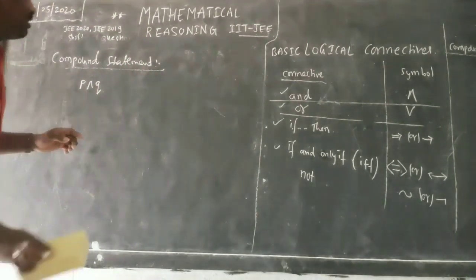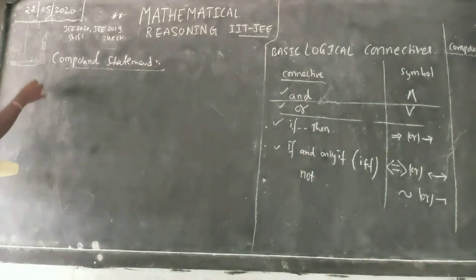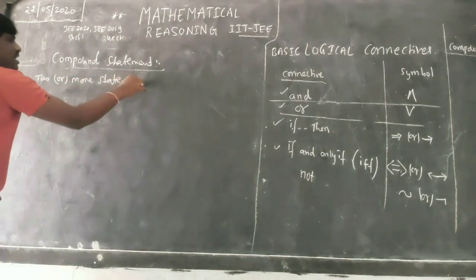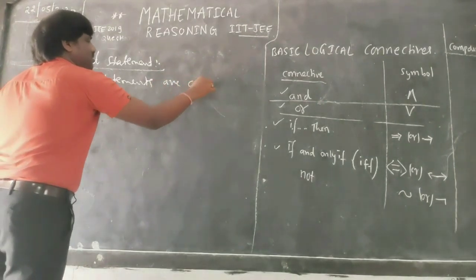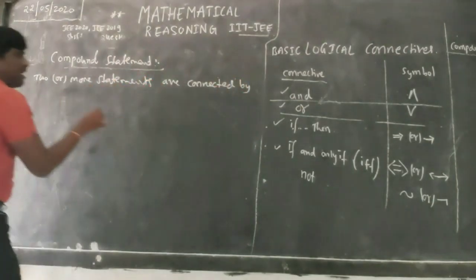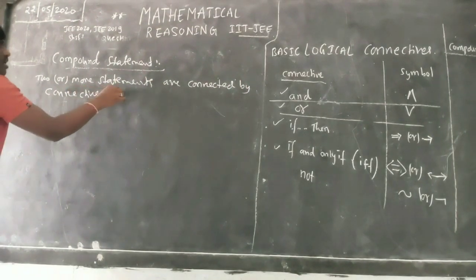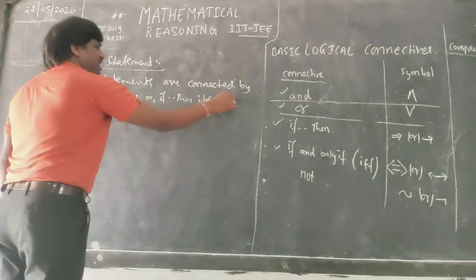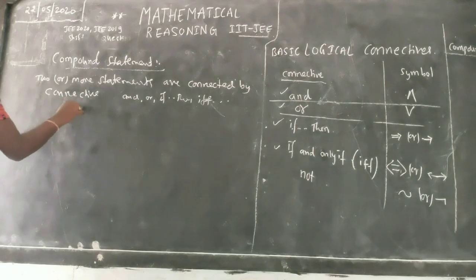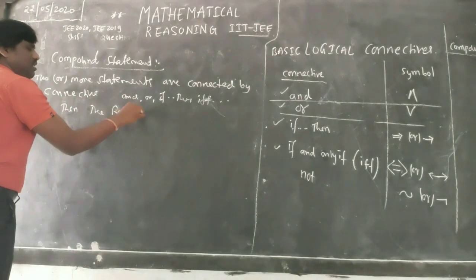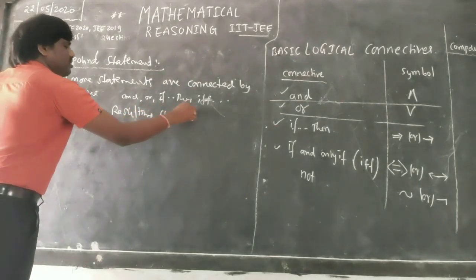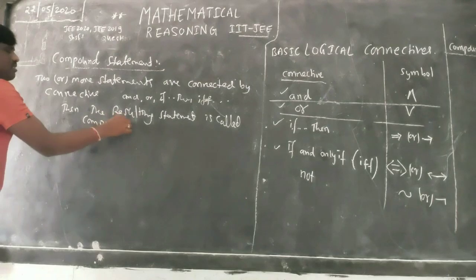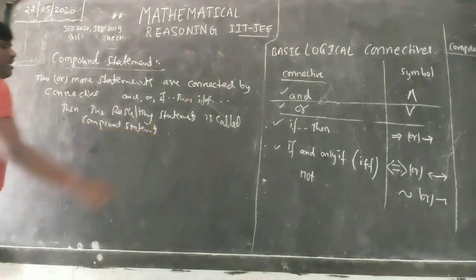If I connect two or more statements by connectors like and, or, if then, if and only if, then the resulting statement is called a compound statement. Hope you understand? This is what we call a compound statement.